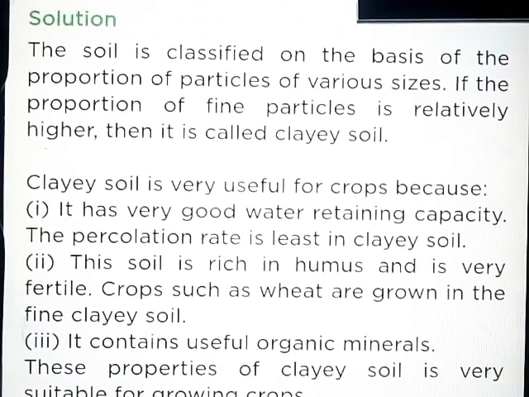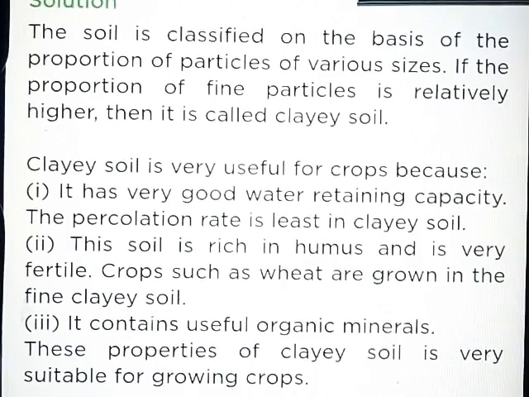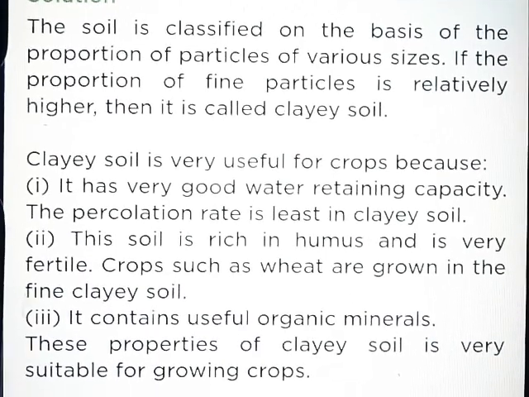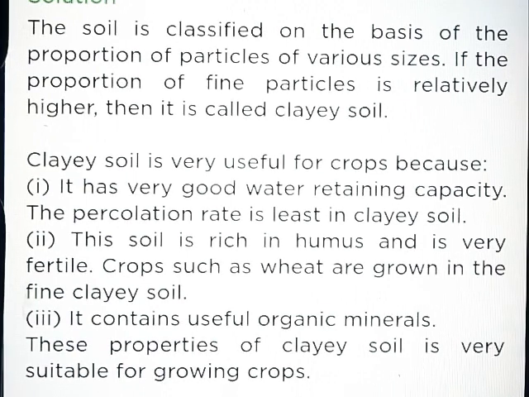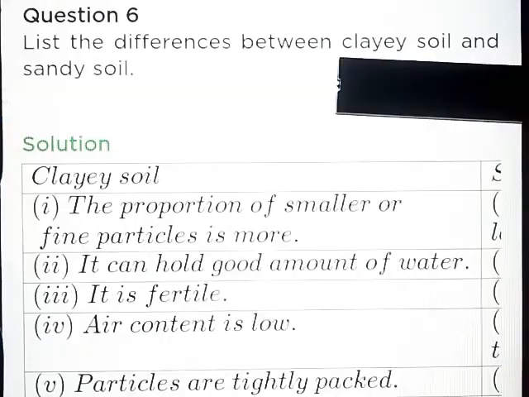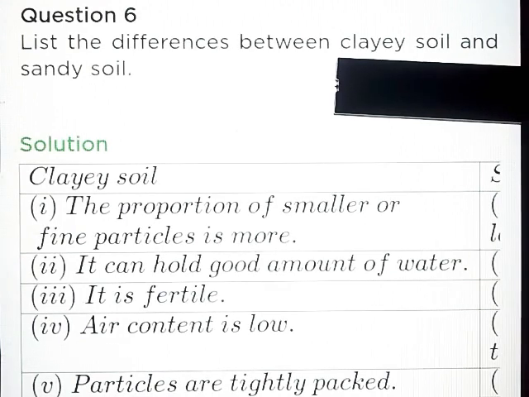Crops such as wheat are grown in the fine clay soil. It contains useful organic minerals. These properties of clay soil are very suitable for growing crops. Question number 6. List the differences between clay soil and sandy soil.